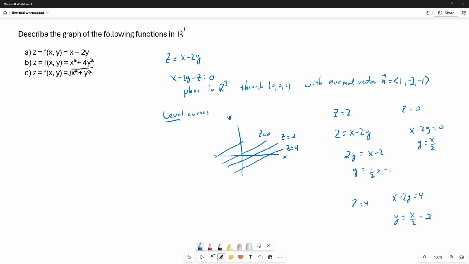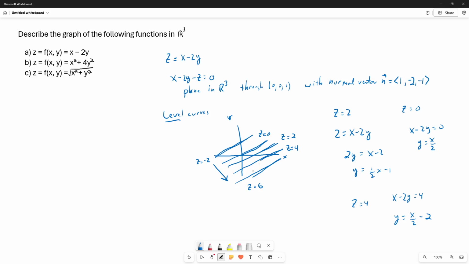Z equals negative 2 would give us a line over here. Z equals 6 would give us a line here. So these lines help us to visualize the plane. As we move along these lines in this direction, the plane is rising. The height of the plane goes from negative 2 on this line to 0 to 2 to 4 to 6.